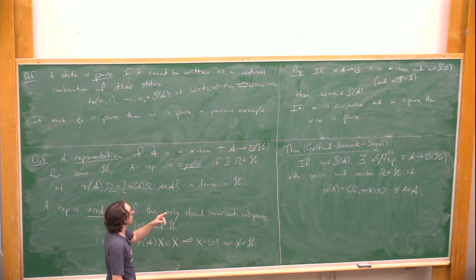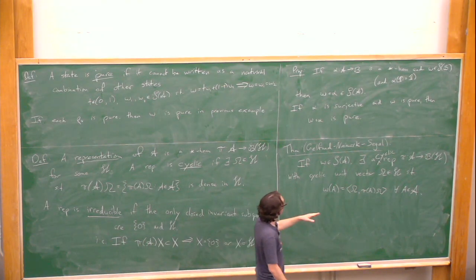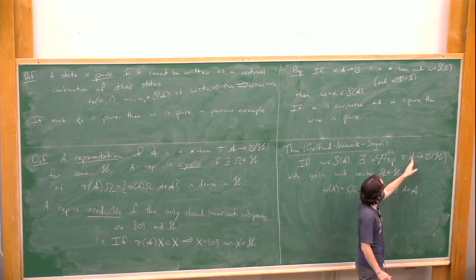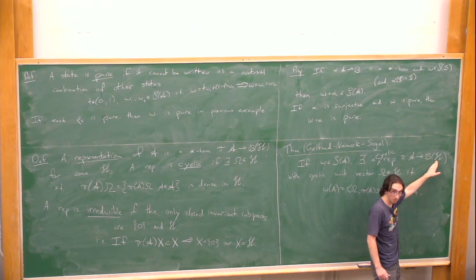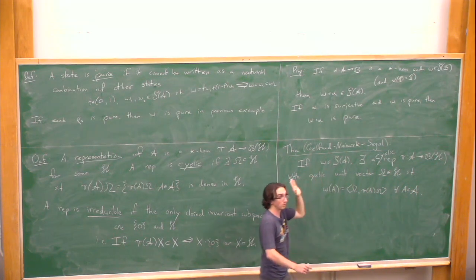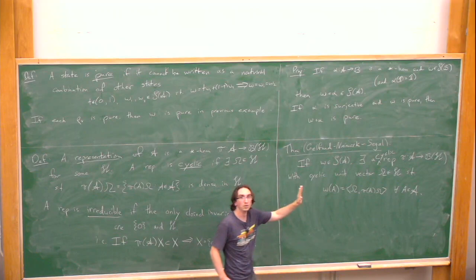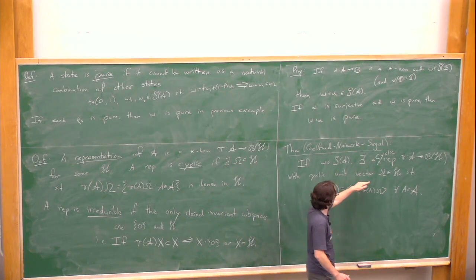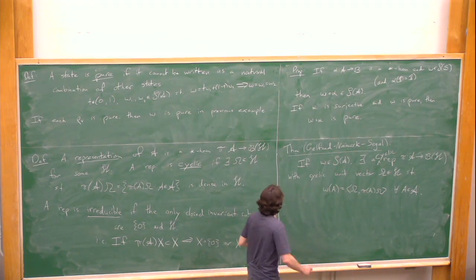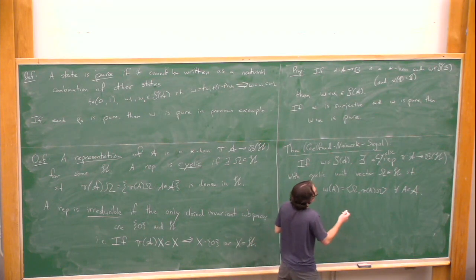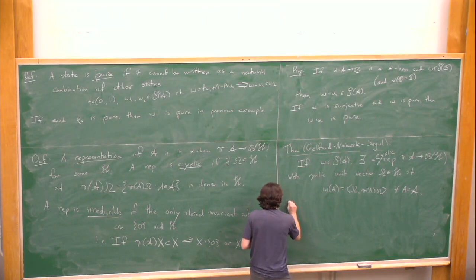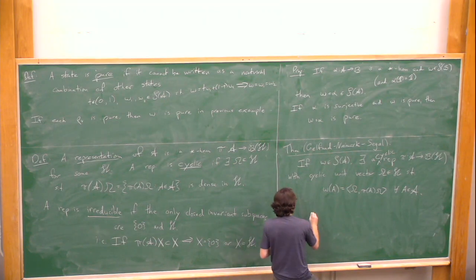OK, so this representation is not only taking me from observables in the C-star algebraic formalism to observables in the Hilbert space formalism, it also takes me from states in the C-star algebra formalism to states in the Hilbert space formalism. And there's a uniqueness clause. This GNS representation is essentially unique. This is very important.